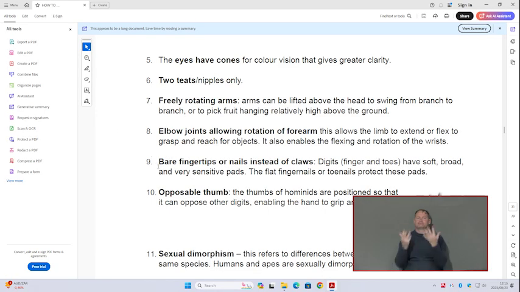The 9th characteristic that we have is bare fingertips or nails instead of claws. So you must choose between the two. If you choose bare fingertips, stick to bare fingertips. You are not going to write both of them. If you write nails instead of claws, you stick to that one. Why? Is because we have soft hands, fingers, right, which are very sensitive.